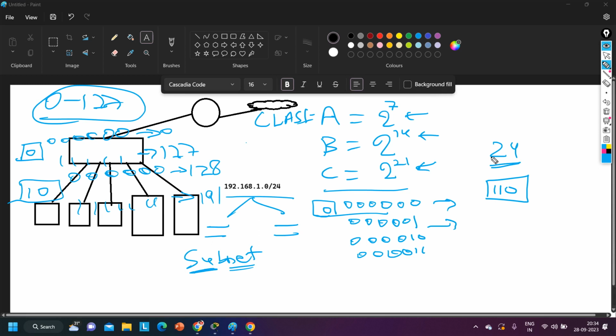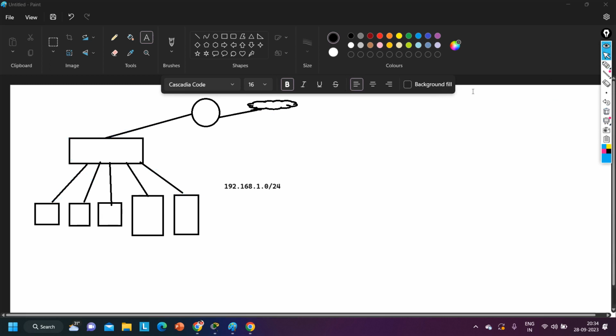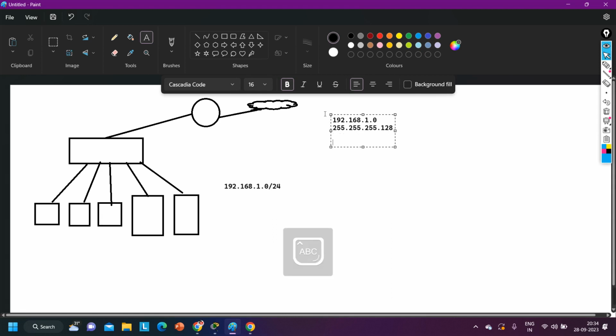Clear. Now I am going to ask you some questions here, to check whether you have understood it or not. 192.168.1.0 is the network, and the subnet mask is 255.255.255.128. How many networks, how many subnetworks are there? 2. Total number of networks equals 2.